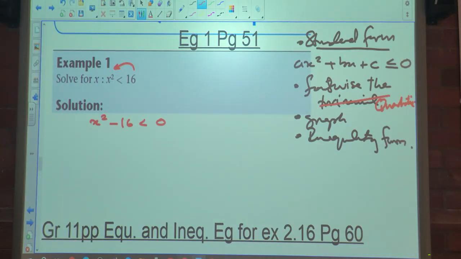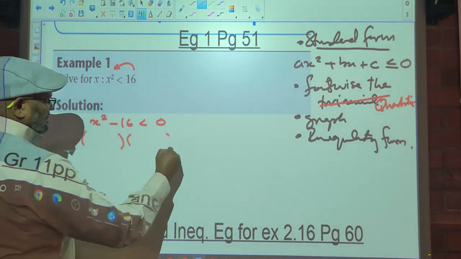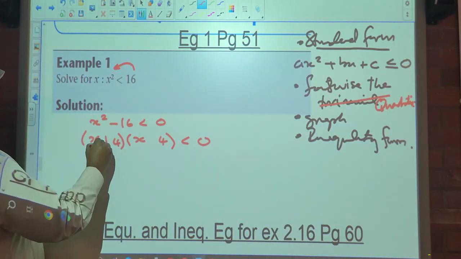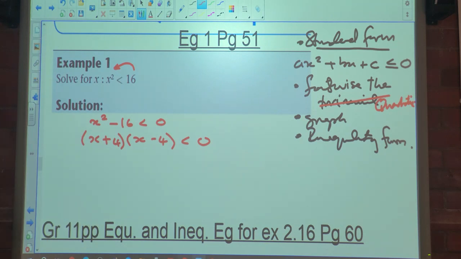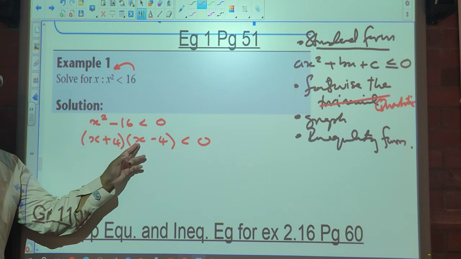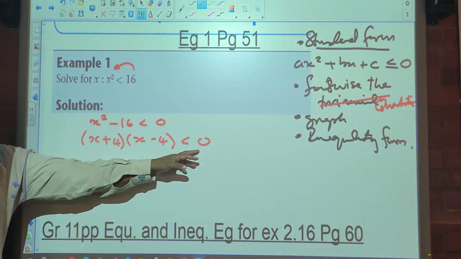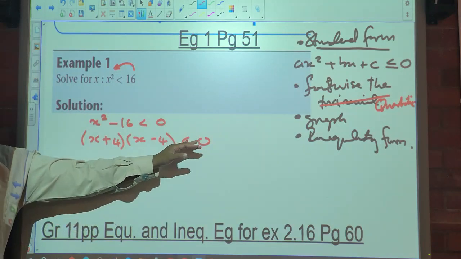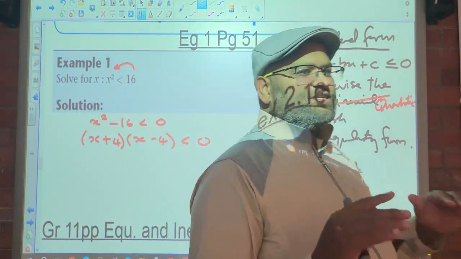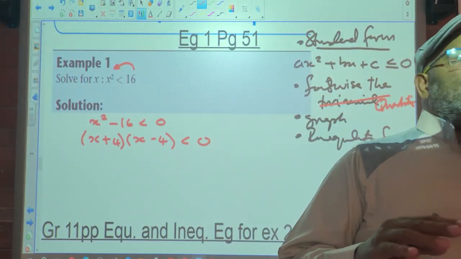Next step is to factorize the quadratic. Difference of two squares. So what do I get? x and x, 4 and 4, one plus and one minus. Now you see that x plus 4 and x minus 4 must be less than 0. What does less than 0 mean? Must be negative. Now you see there's a point on a graph where something changes from positive to negative.